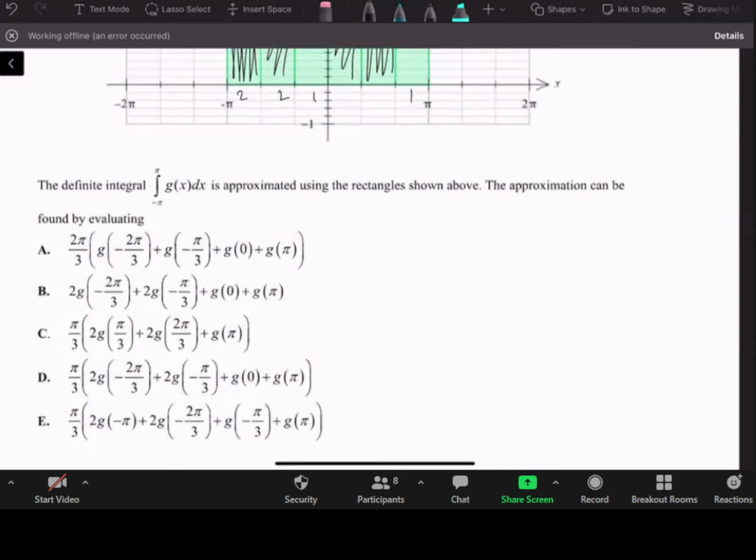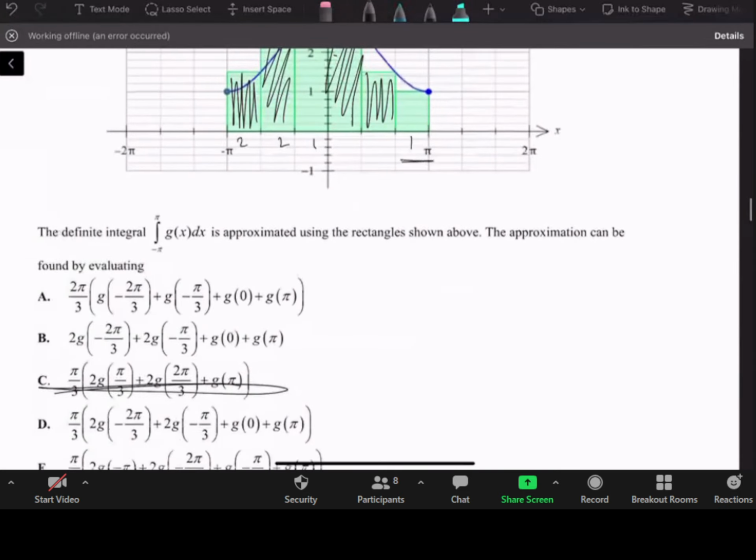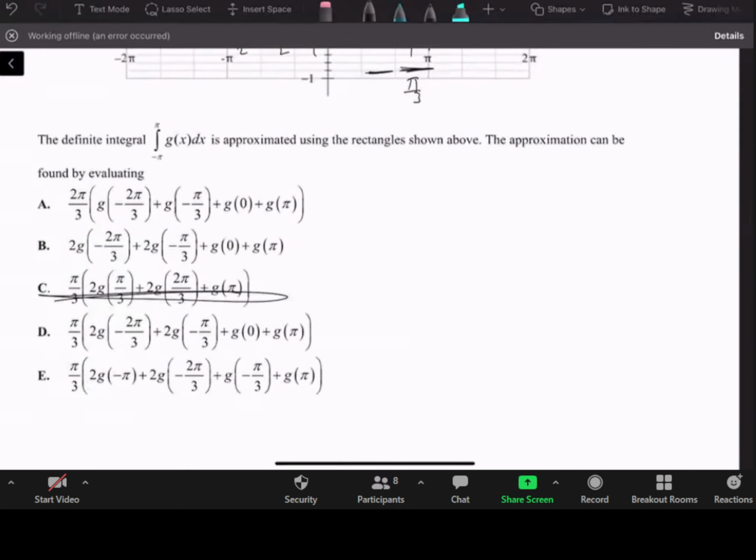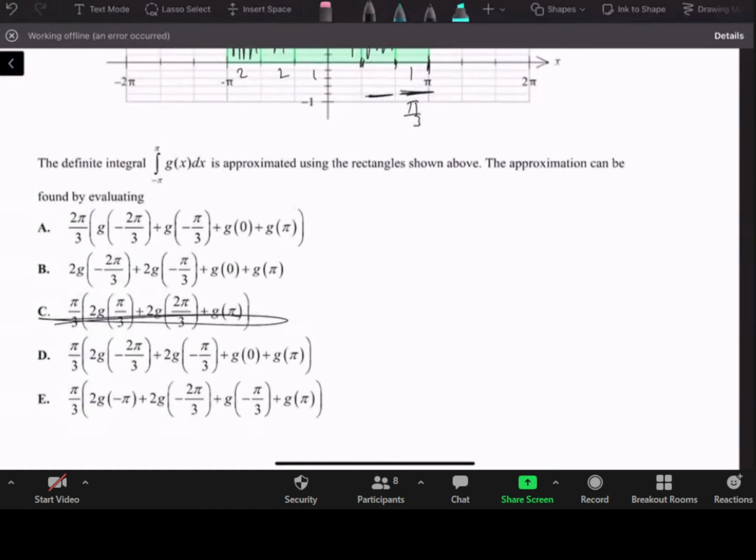So automatically you can get rid of C, for example. And the other thing you know is that each width would be pi on 3 because you can see this is pi. So generally it's equal distribution, so it would be pi on 3. So you can get rid of anything that doesn't have an x value for the box, so that would be B.